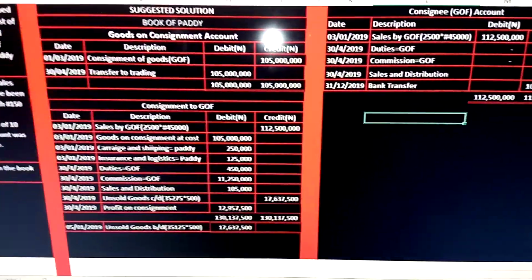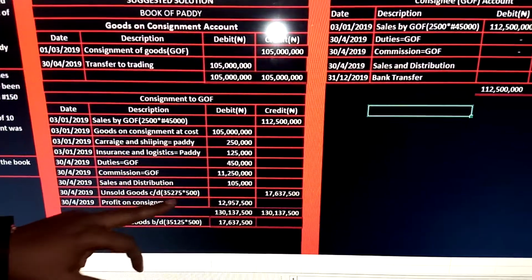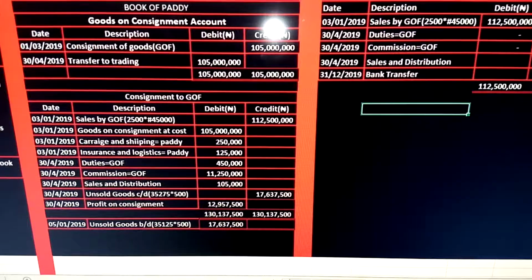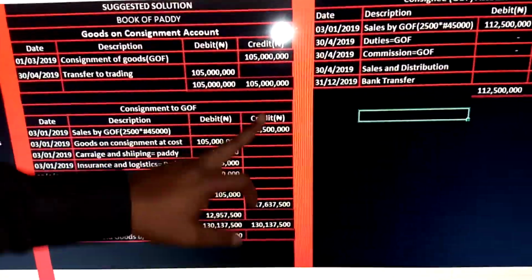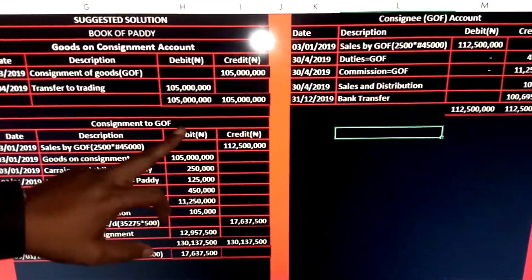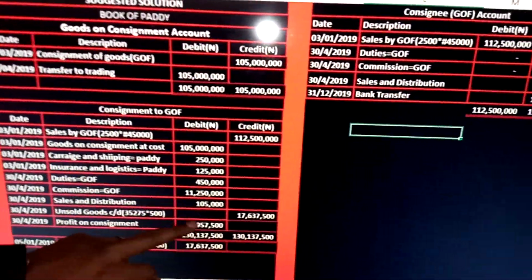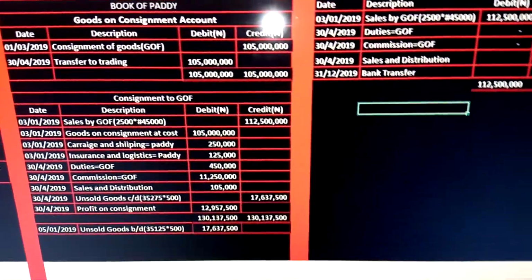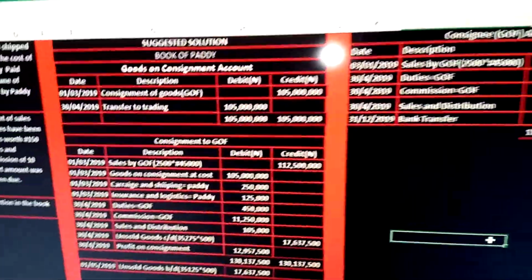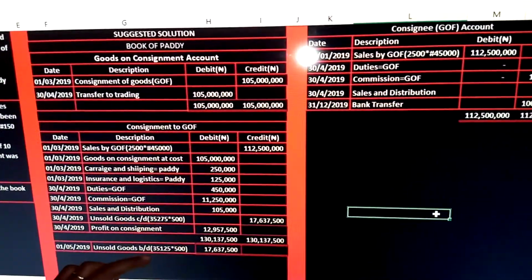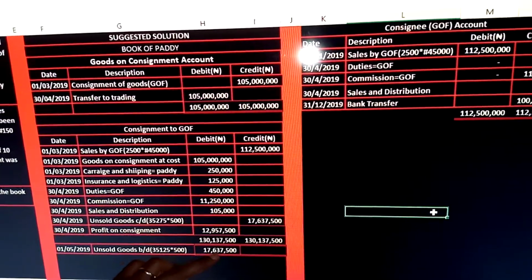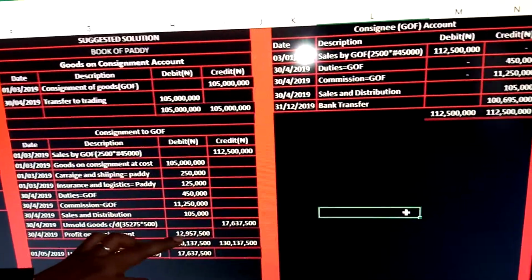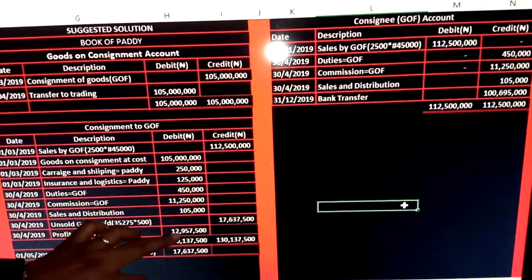We are yet to sell 500 packs, so we have unsold goods carried down, which is 352,700 times 500, which is 17,637,500. That's the unsold product. Basically, when you add all this and then take out all this, you have the profit on the consignment. This becomes the brought down that will be sold the following period. So this becomes the unsold goods brought down, which is 17,637,500. So we'll be able to get the profit on the goods actually sold.